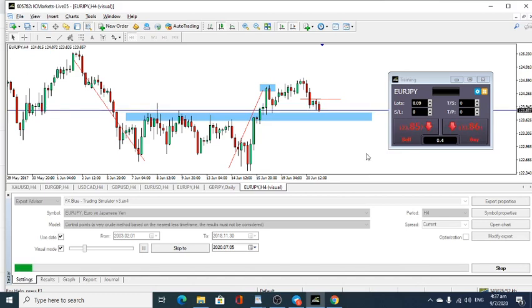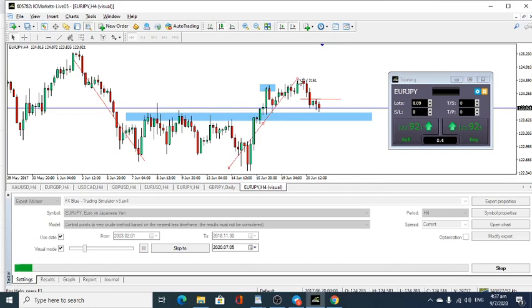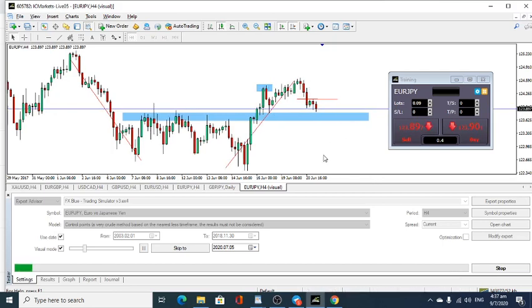Where is our bigger picture here? Anything that goes down is still just a pullback.